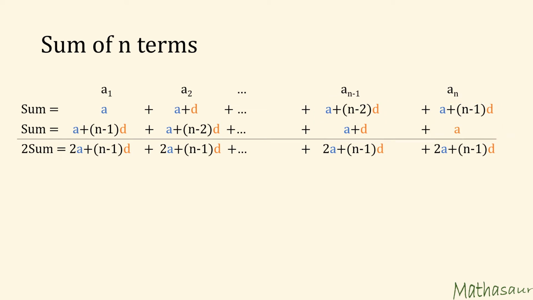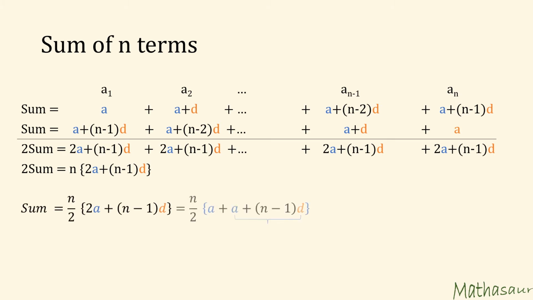Simplifying, we could write the right hand side as the term 2a plus (n minus 1) times d appearing n times. Dividing both sides by 2, we get the sum of n terms as n by 2 times (2a plus (n minus 1) times d). Or we could also write this as n by 2 times (a plus an), that is first term plus the last term.